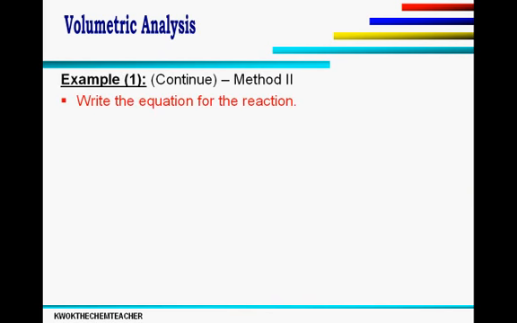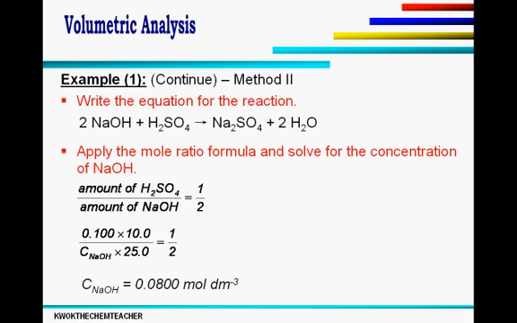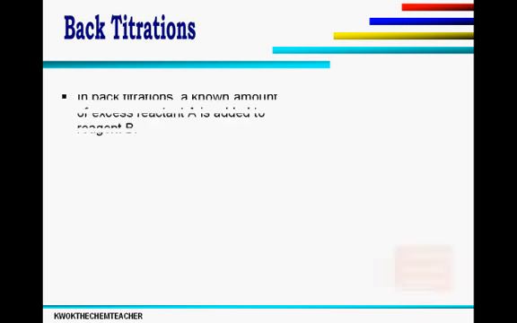The second method makes use of mole ratio without statements. In some sense, there are multiple steps involved, as first and foremost, we will have the equations, and then the mathematical steps which require you to apply the mole ratio formula and solve the concentration of sodium hydroxide using the following steps. Another common example that we use titrations for is largely for back titrations.